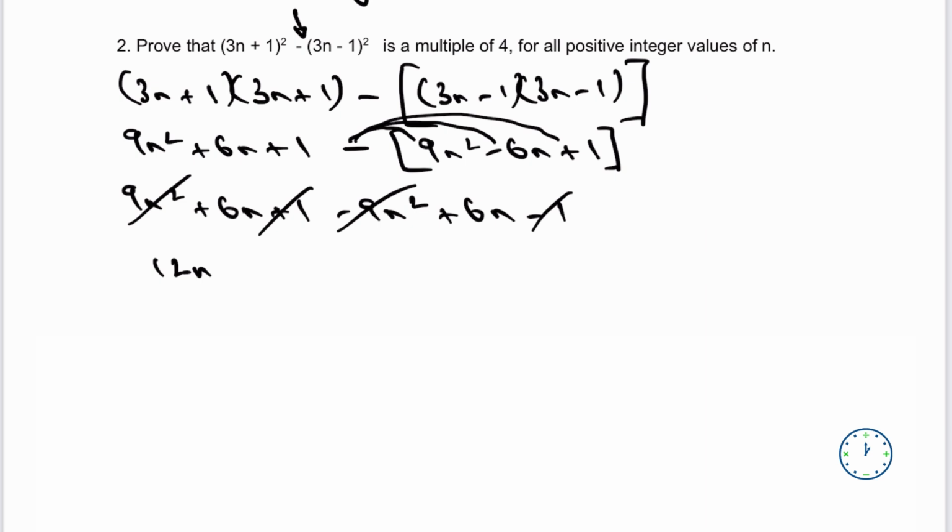Okay, now it says that we've got to prove that this expression is a multiple of 4 for all positive integer values of n. Well, it's a multiple of 4 because I can factorize this by 4. And because it's got a factor of 4, it must mean that the expression is a multiple.